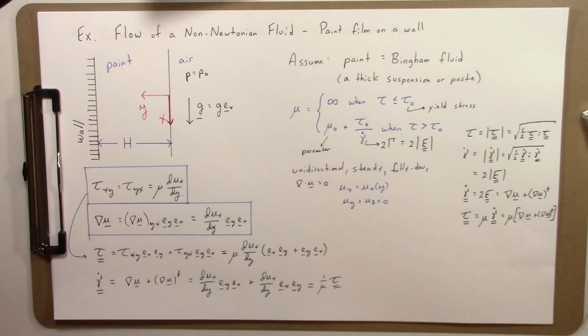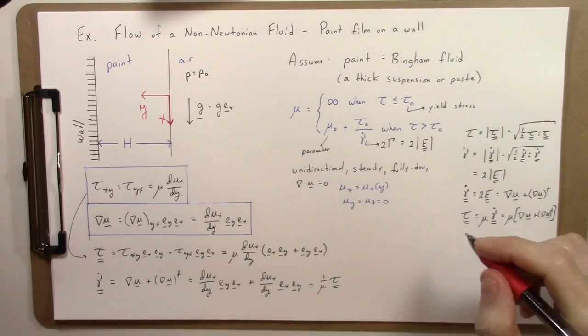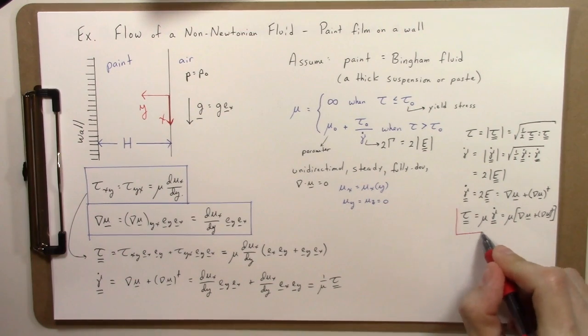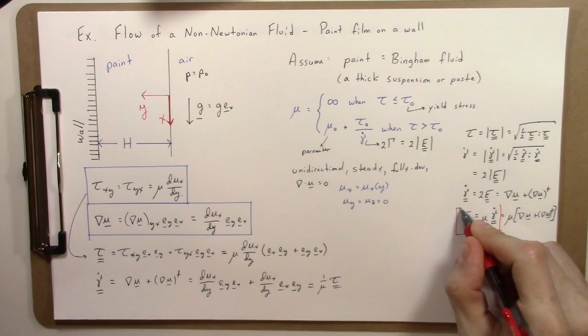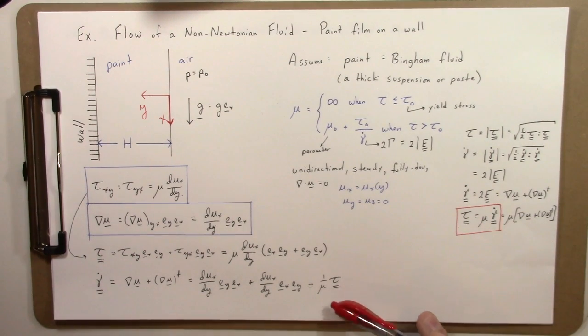We already know this information, so we don't have to consider both the viscous stress tensor and the rate of deformation tensor. We only really need to consider one or the other, and then multiply or divide by the viscosity to get the other one. But I wanted to illustrate this to just make sure everyone's clear on how to take the transpose of a tensor.